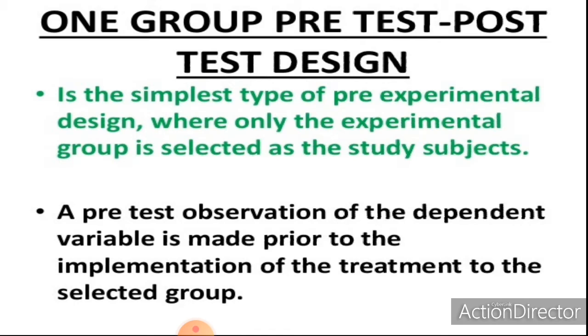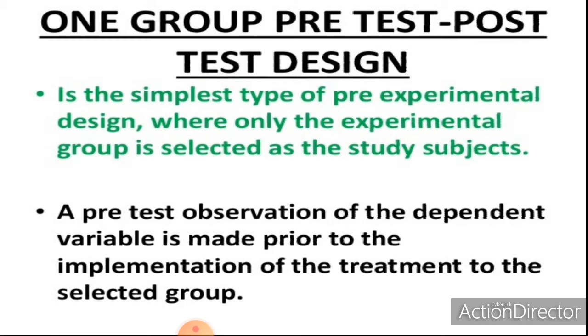So first the researcher makes a pre-test and gives some treatment to that group, and again conducts a post-test and finds out the result of the treatment. So here the researcher conducts a pre-test. Based on that pre-test, the researcher gives some treatment to that group and again conducts a post-test to find out the result of the treatment.